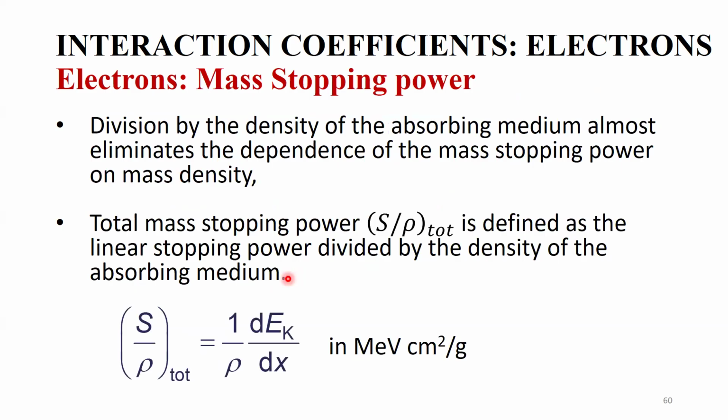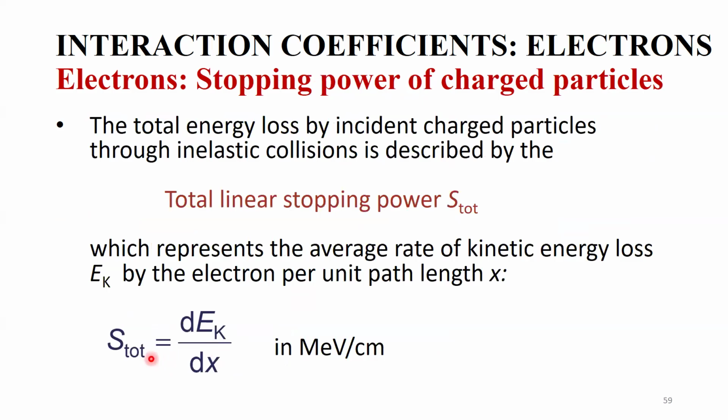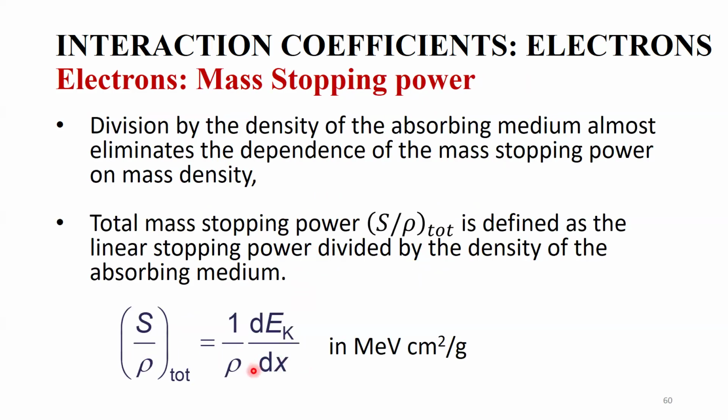Another quantity is the mass stopping power. Now, to account for the effect of material density on stopping power, we can introduce the mass stopping power. By definition, it is the total linear stopping power divided by the density of the absorbing medium. And here we divide S total over rho. Rho is the density.